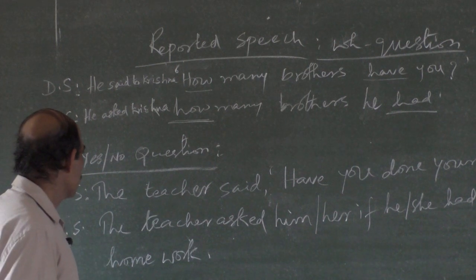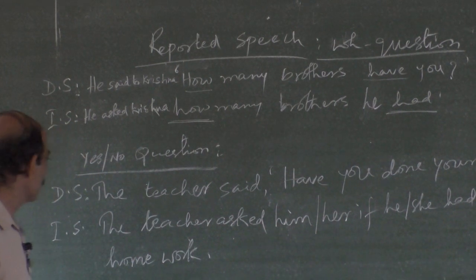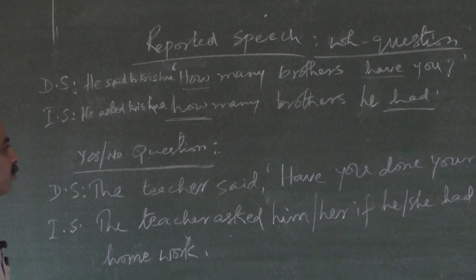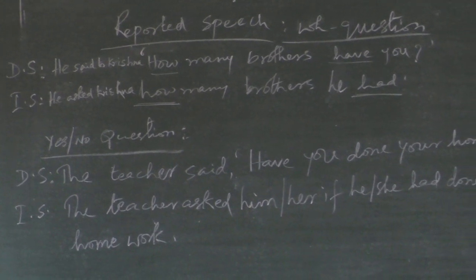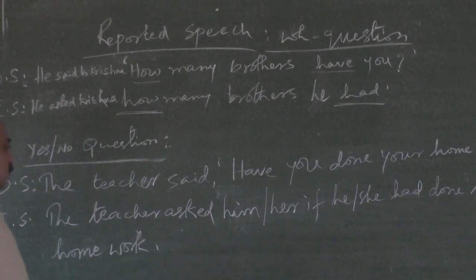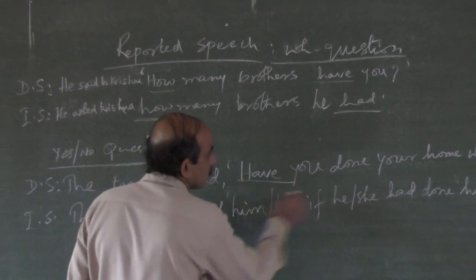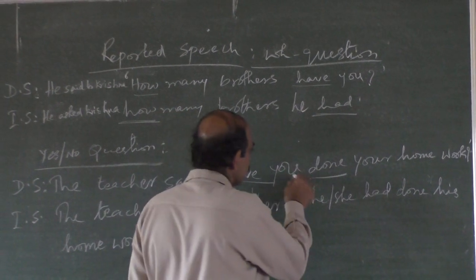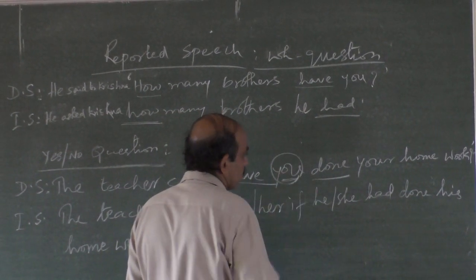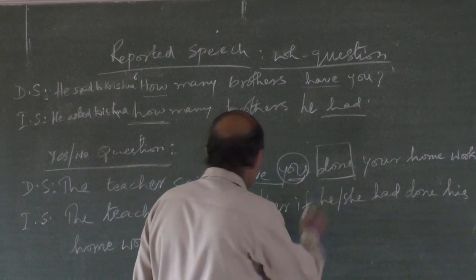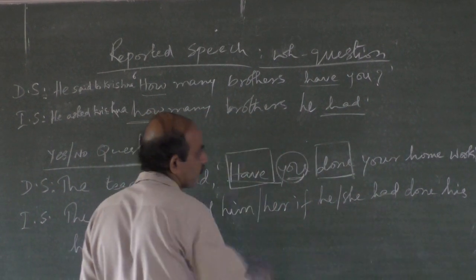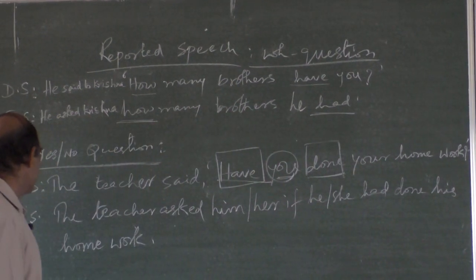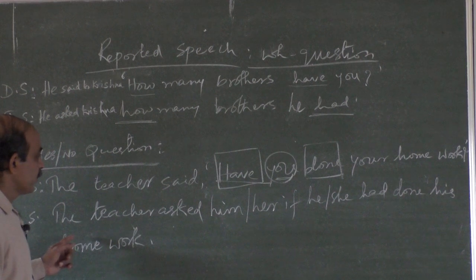Let us go through the yes or no question that is available. Direct speech: The teacher said, have you done your homework? Once again, present perfect tense, have you done, subject you, done main verb, have helping verb. Have you done your homework? The same is changed to indirect speech.